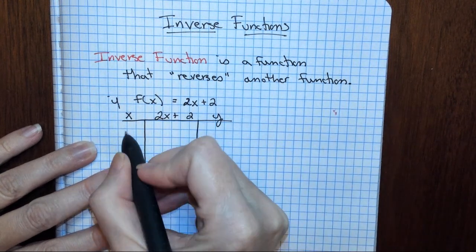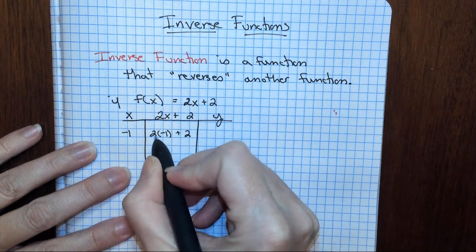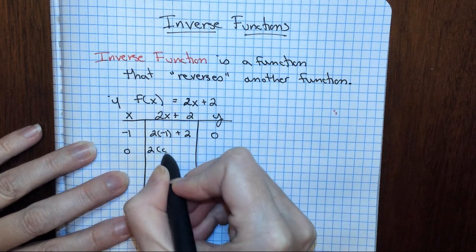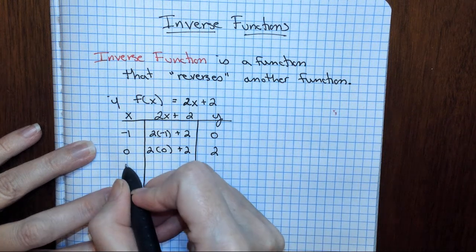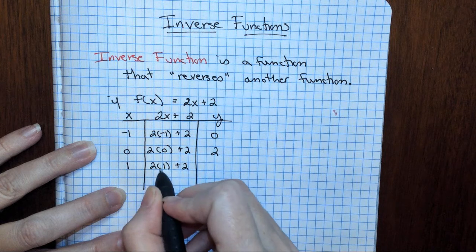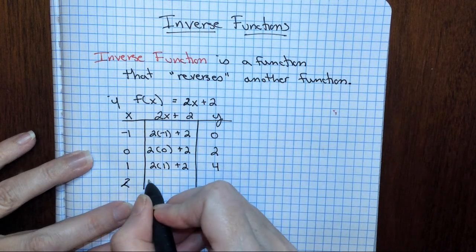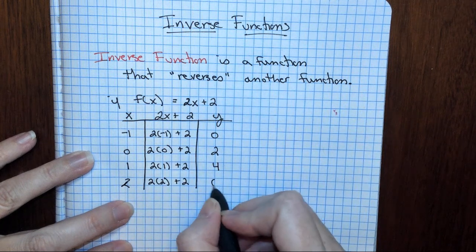I'm going to plug in negative 1: 2 times negative 1 plus 2, so negative 2 plus 2 is 0. For 0, I have 2 times 0 plus 2, so 0 plus 2 is 2. For 1, 2 times 1 plus 2, 2 plus 2 is 4. And lastly, 2: 2 times 2 plus 2, so 4 plus 2 is 6.